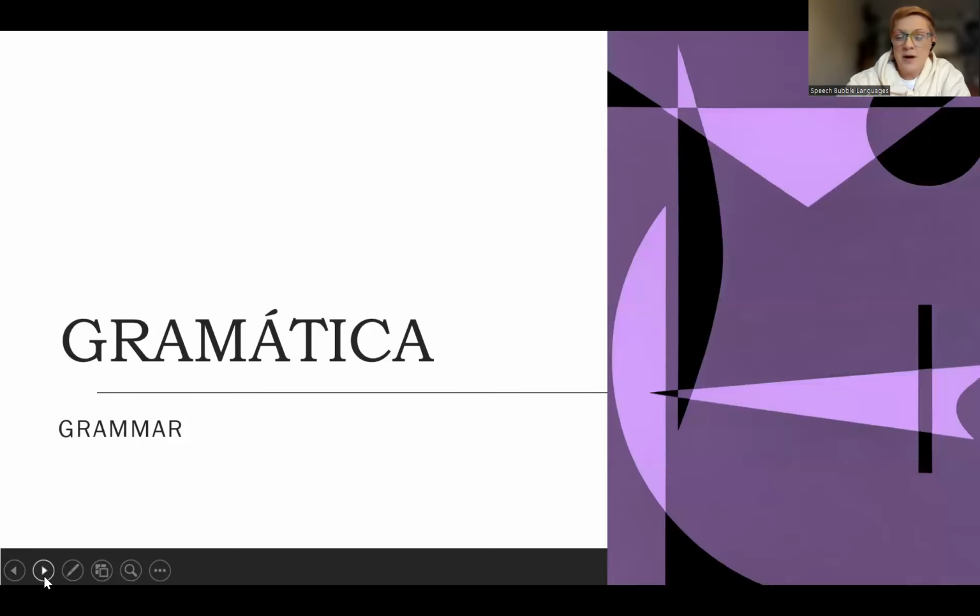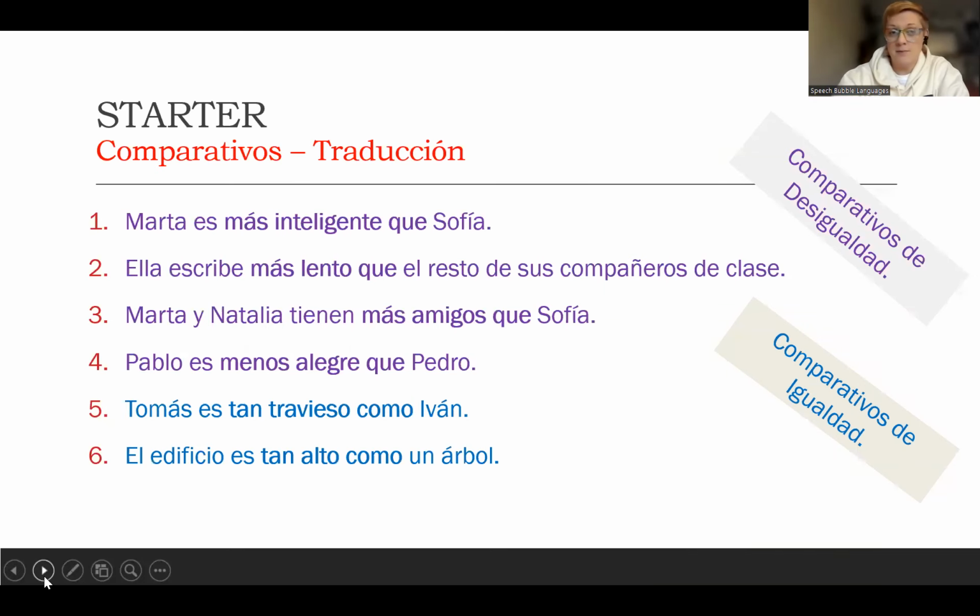So we're focusing on a grammar concept today, comparatives and superlatives. We're going to start with the first type of comparatives we can make. So in this first starter challenge, I'm asking you to do a bit of traducción, a bit of translation. We have 6 sentences where comparatives have been used. Más que, menos que, and then tan como.